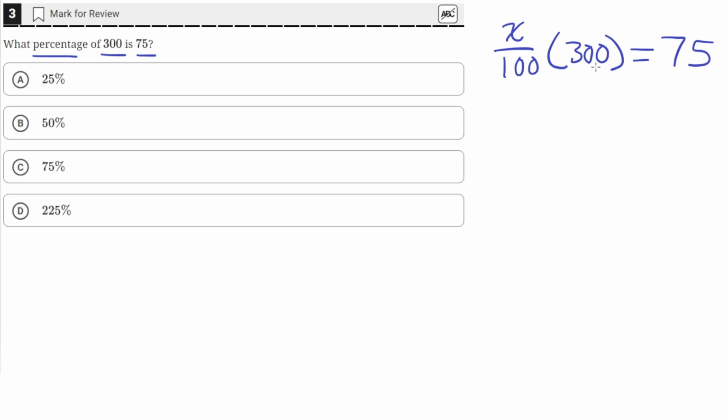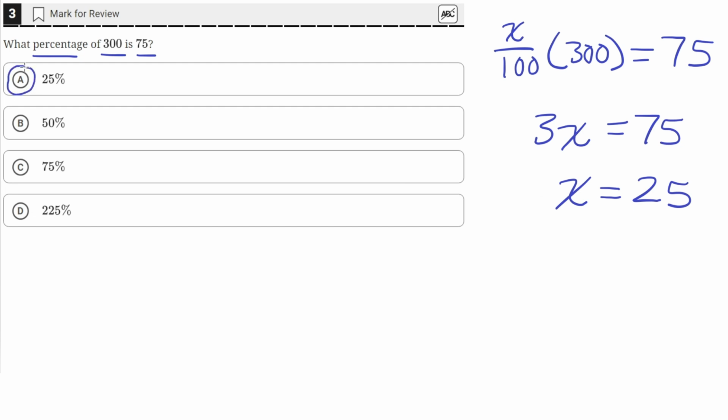Okay, so 300 divided by 100 is just equal to 3. So we can write this as 3x, which is equal to 75. And then divide both sides by 3 to get that x equals 25, because 75 divided by 3 is 25. So that means that 25% of 300 is equal to 75. So A is the correct answer.